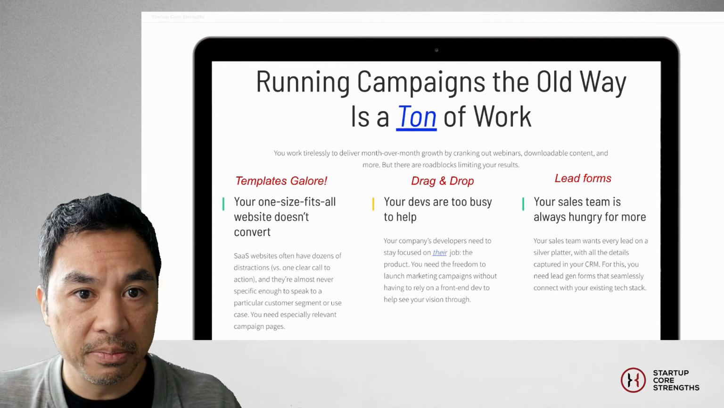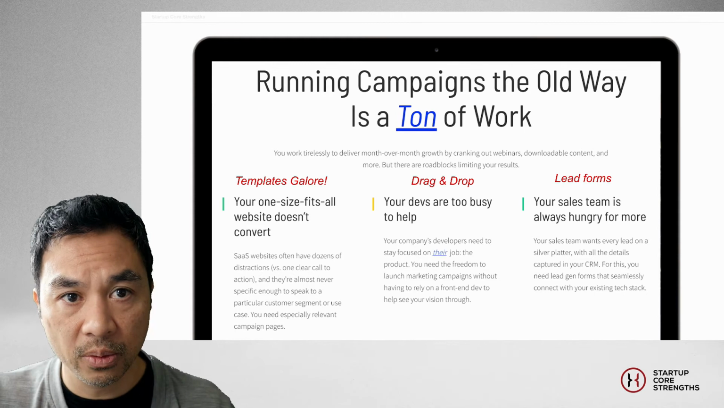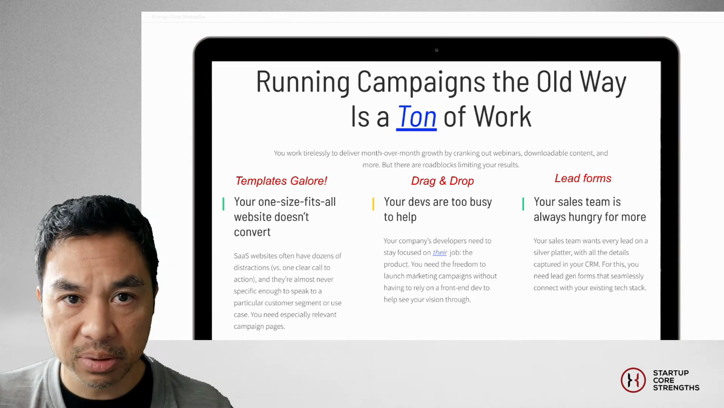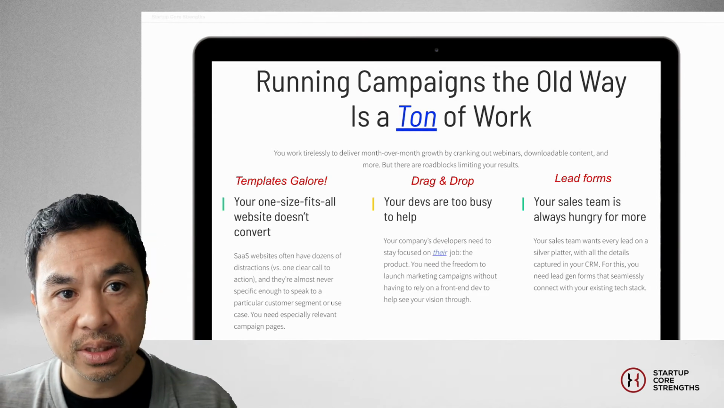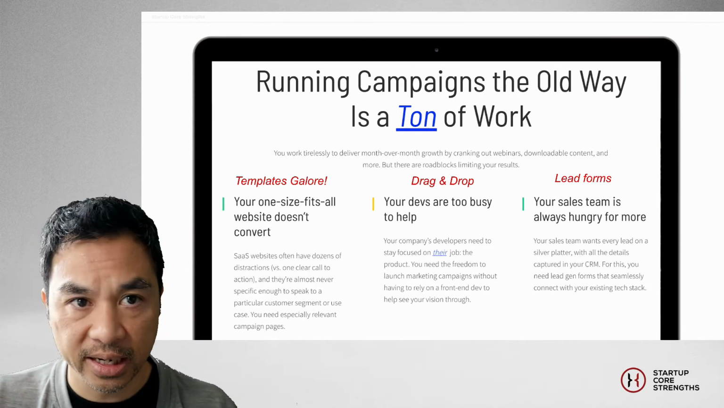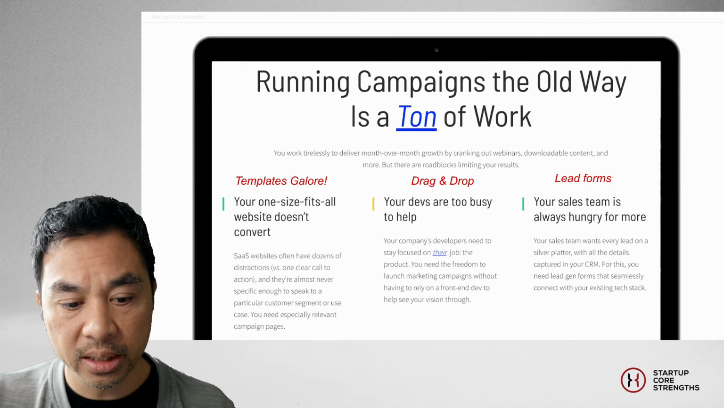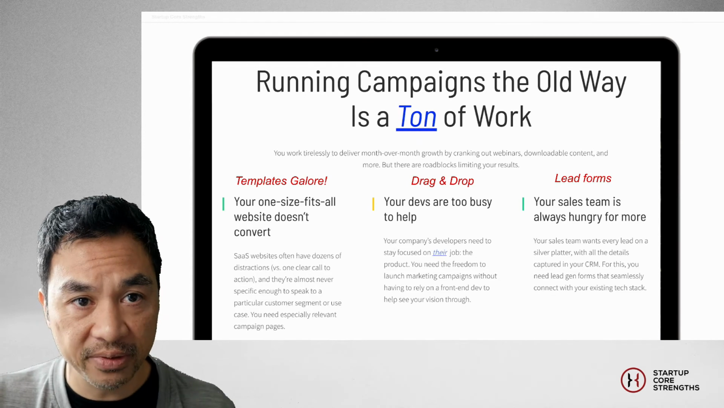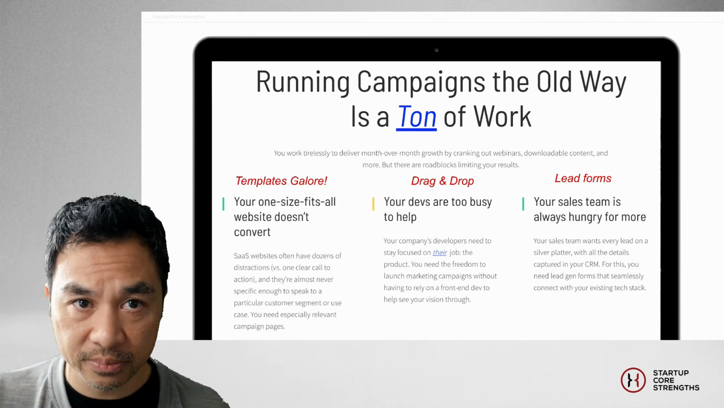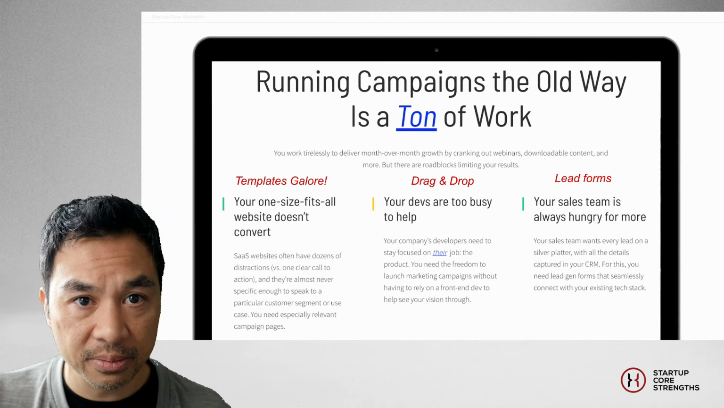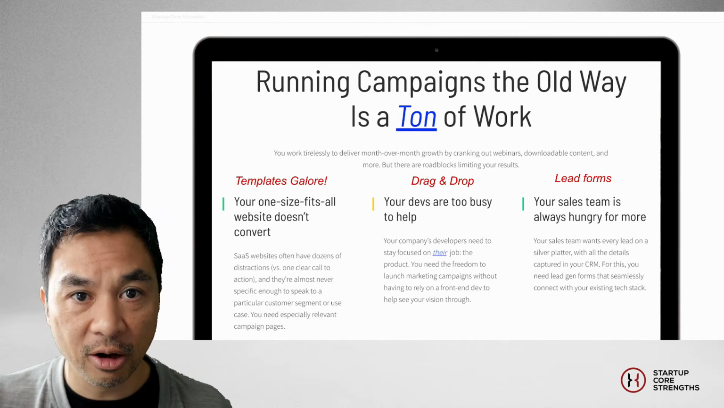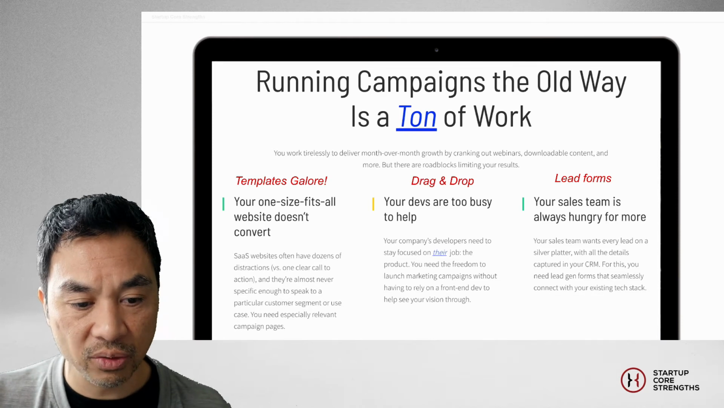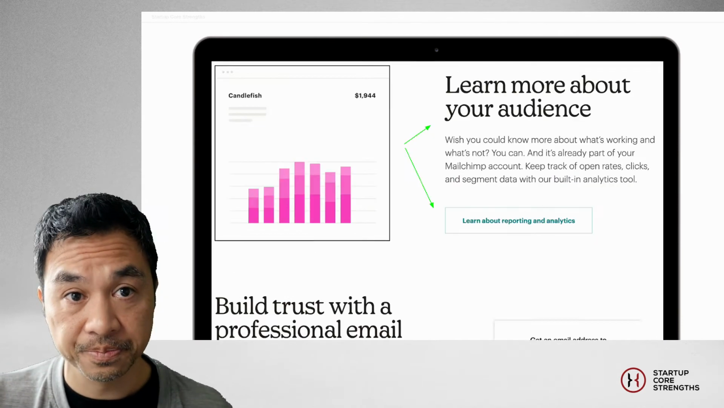Normally people would be tempted to talk about templates galore, or this is drag and drop, or here are a plethora of lead forms, right? Hundreds of lead forms. But you can see here, instead of talking about the actual feature, what Unbounce has done is backed it into the outcome and the pain that people feel. Your one-size-fits-all website doesn't convert, or your devs are too busy to help, or your sales teams are always hungry for more. So here they're avoiding talking about that actual feature, and they're trying to talk about the struggle.